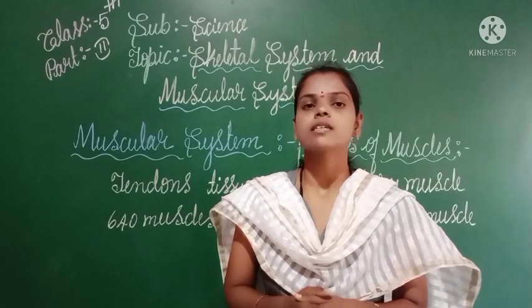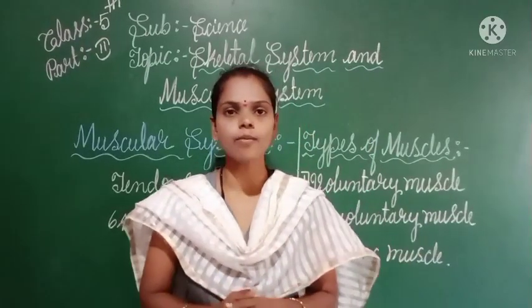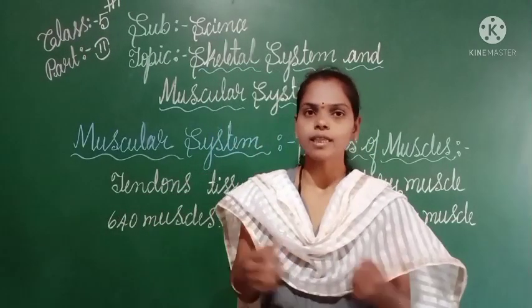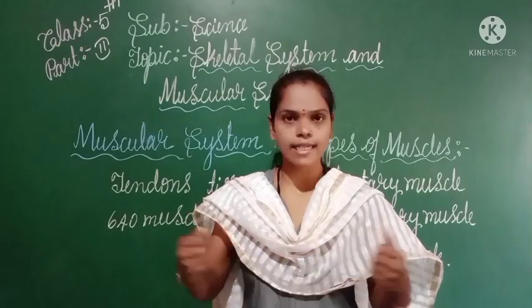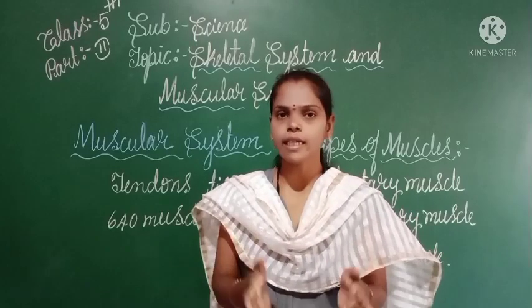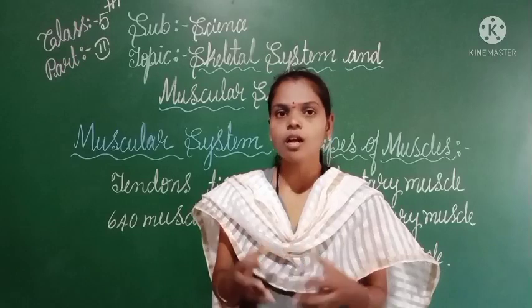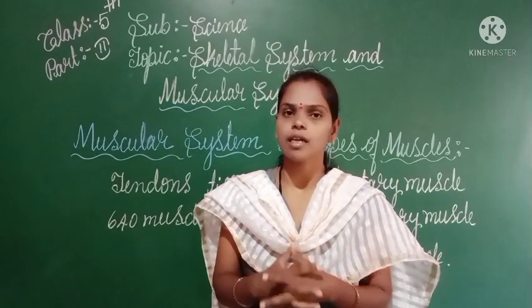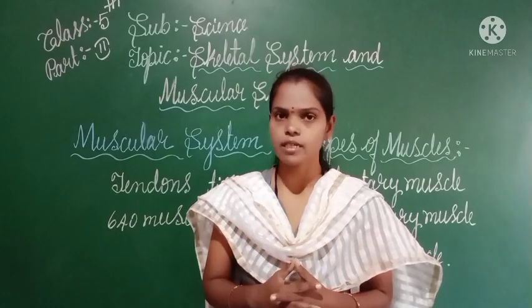The muscular system works by relaxing and extending. When the muscles show movement, they extend. When they stop or get relaxed, the muscles contract and crumple. So that is the work of muscles.